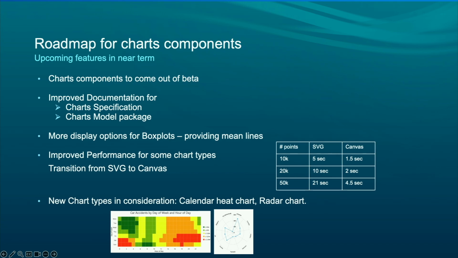There are a lot of new chart types also in consideration. For example, a calendar heat chart, which enables you to see a calendar view like a heat map with time series data. We are working on the calendar heat chart and also radar charts.